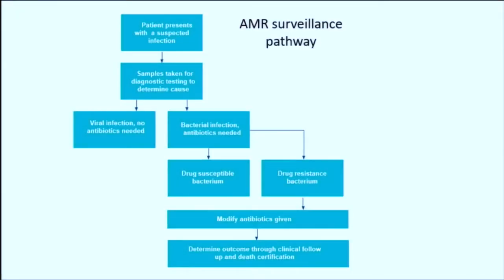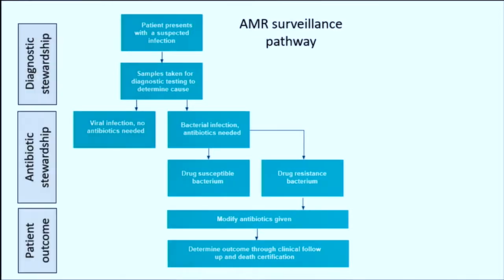You'll be familiar with this, but just to remind us, this contextualises what AMR surveillance is about. It starts with a patient going to their doctor with a suspected infection, and one hopes that at that point there's an opportunity to take samples for diagnostic testing to determine the cause. We know that a viral infection doesn't need antibiotics, and that a bacterial infection does. And that bacteria might be susceptible or resistant. Testing will allow us to understand that, modify the antibiotics given to the patient, and then we need to determine the outcome of that infection through clinical follow-up and accurate death certification.